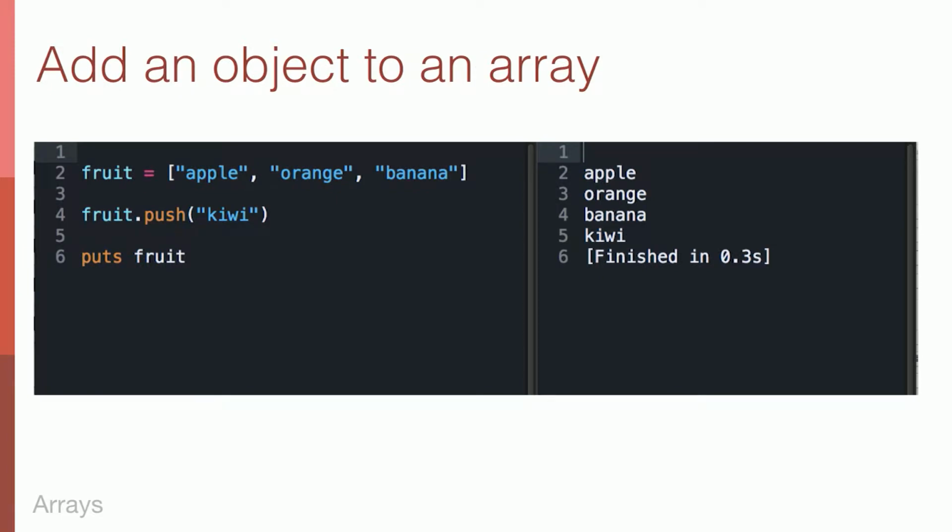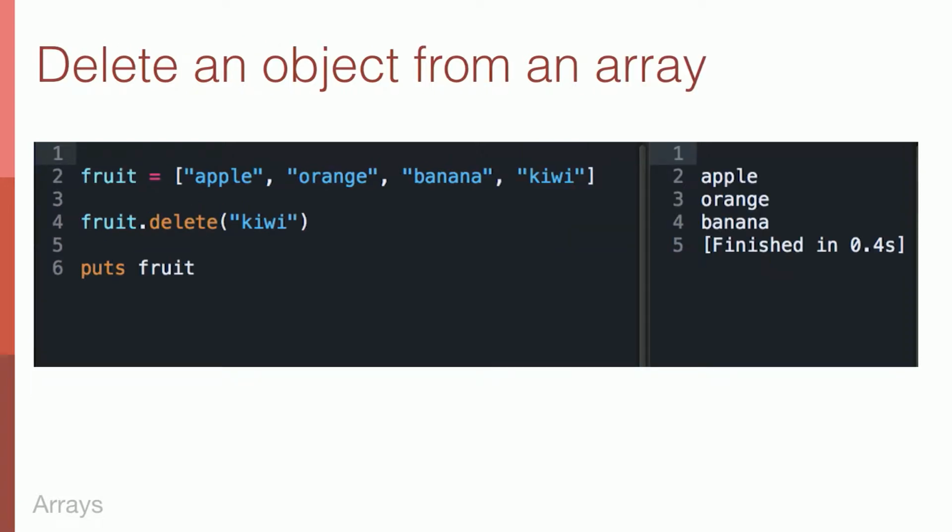If you wanted to add an object to the array, you just push it, and it'll push it onto the end of the stack. So you can say fruit.push kiwi, it'll add it, and then you see we print it out, and now it's added on to the bottom there on the right-hand side. If you wanted to delete it, you would just give it that value, right? It'll take care of the index number, and you just say delete kiwi, puts it back out, and it's gone.